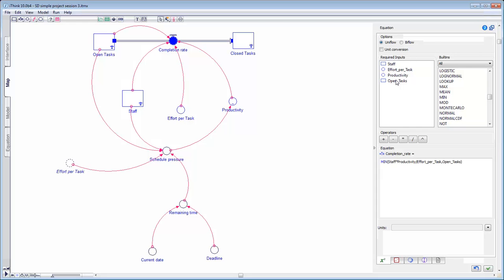Essentially, schedule pressure compares the remaining workload with the remaining work capacity. If the workload is higher than the work capacity, then the schedule pressure is high, otherwise it's low. At any time, the project's remaining workload is represented by the number of remaining open tasks multiplied by the effort each task requires to be completed. The project's work capacity is calculated as the number of staff available multiplied by the remaining time. Let's make this explicit in the model by rearranging the stock and flow diagram.